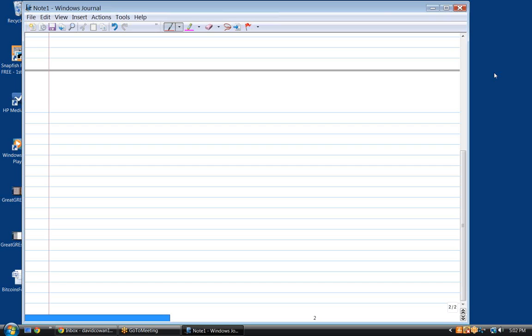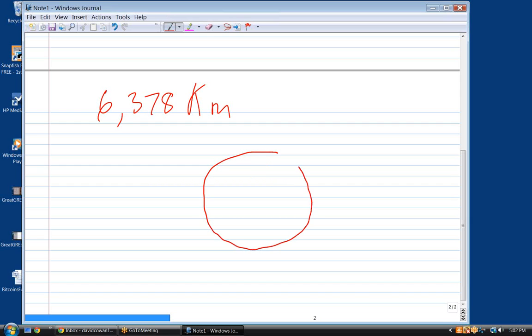Okay, so this first one, it says, assuming that the Earth is a sphere of radius 6,378 kilometers, what is the difference in the latitudes of Syracuse, New York, and Annapolis, Maryland, when Syracuse is 450 kilometers due north of Annapolis?